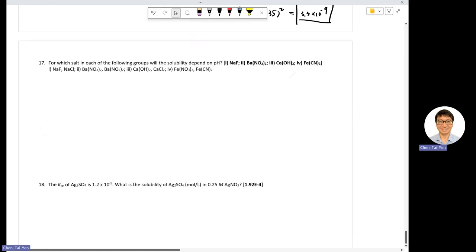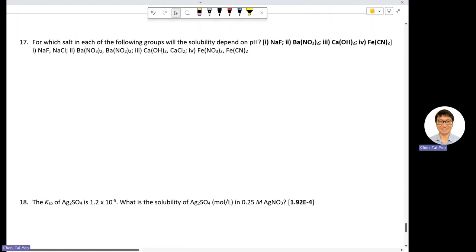Next question. For which salt in each of the following groups will the solubility depend on pH? Okay, so again, this is a question where you want to look at the anionic species. If it's neutral, then no effect. If it's a strong base or weak base, then it will be affected by the pH, right?